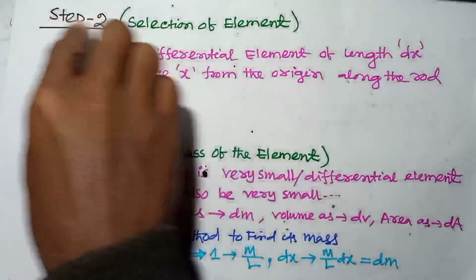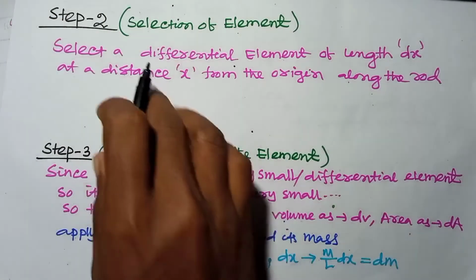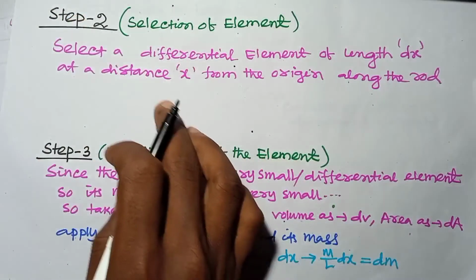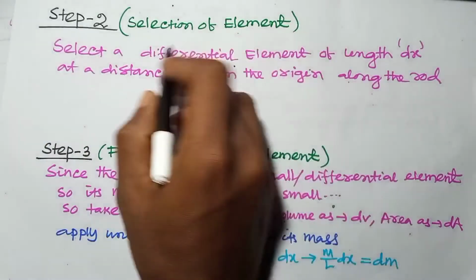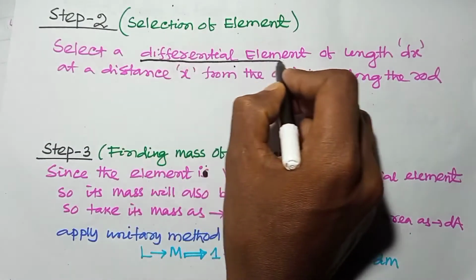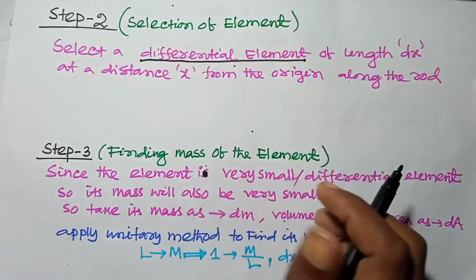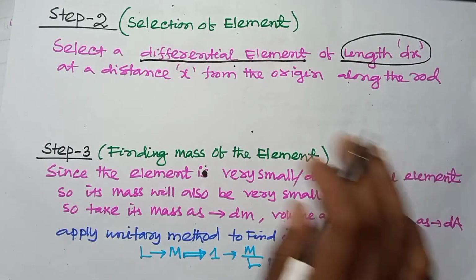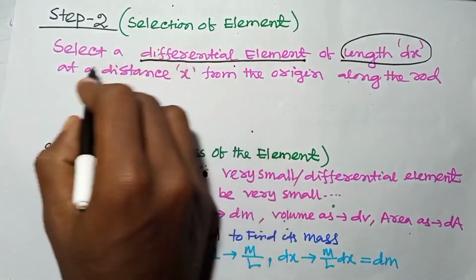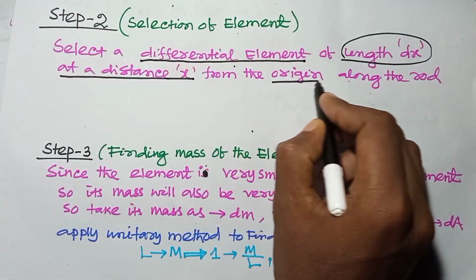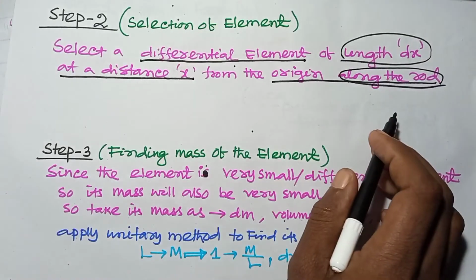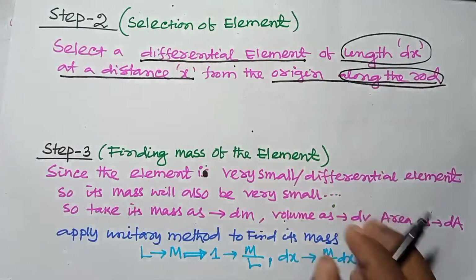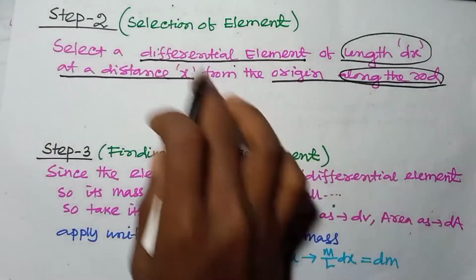Then let's see step number 2. Step number 2 is selection of the element. It says that we have to select a differential element. Differential element means a very small element. Select a differential element of length dx at a distance x from the origin along the rod. This is step number 2, the selection of element.